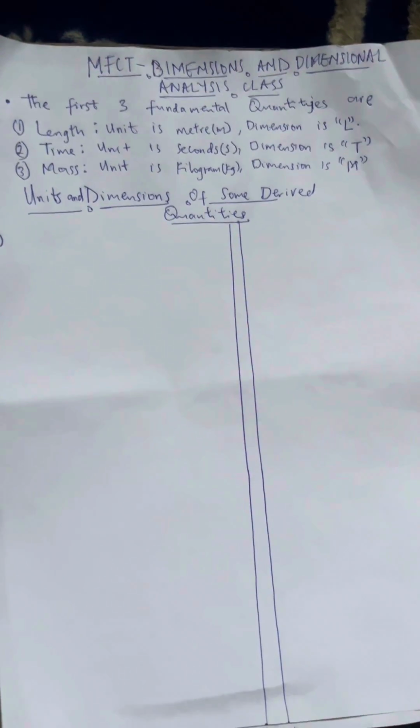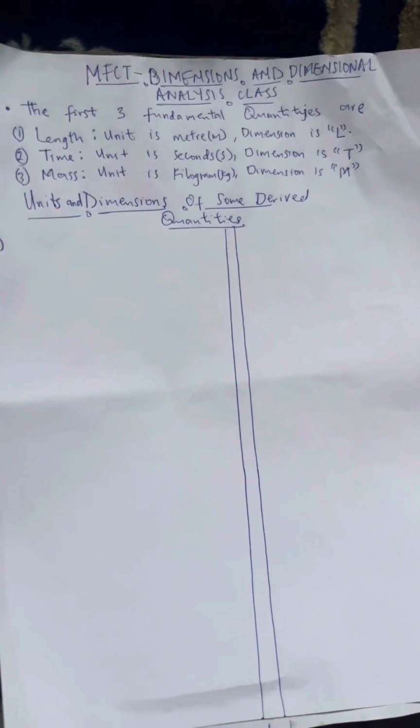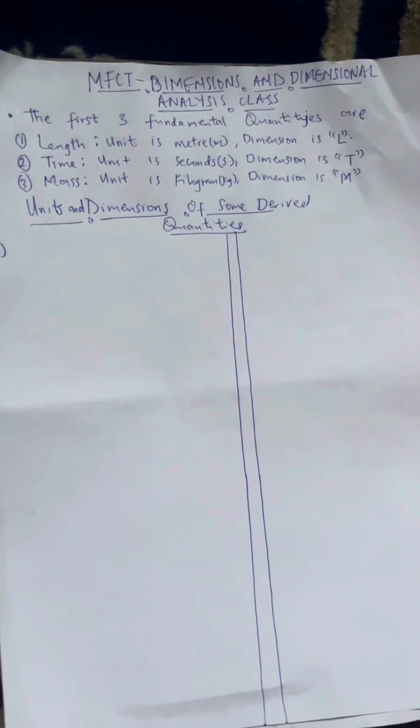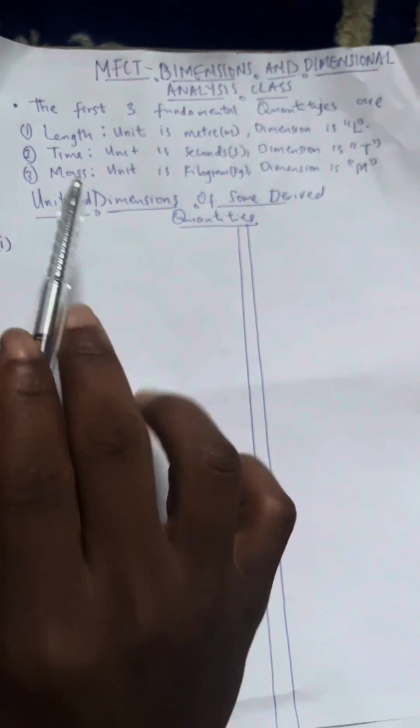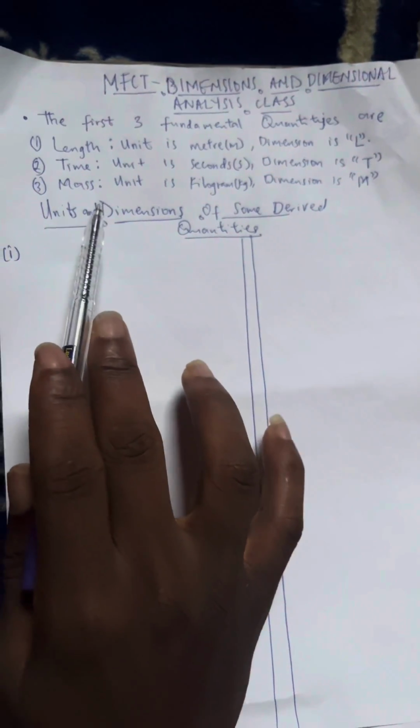In this particular video, we are going to be talking about dimension and dimension analysis. Before you dive fully into dimensions and dimension analysis, we have to talk about the fundamental quantities. Basically, we have 7 fundamental quantities, but for the sake of this video, we are going to be talking about 3 fundamental quantities. The first 3 fundamental quantities are length, time, and mass.